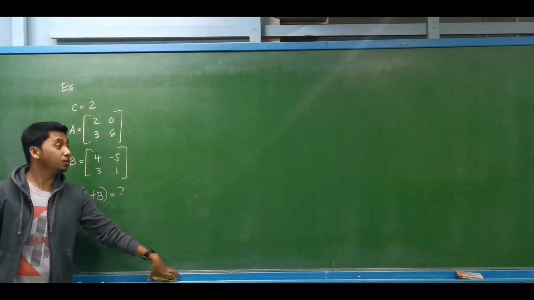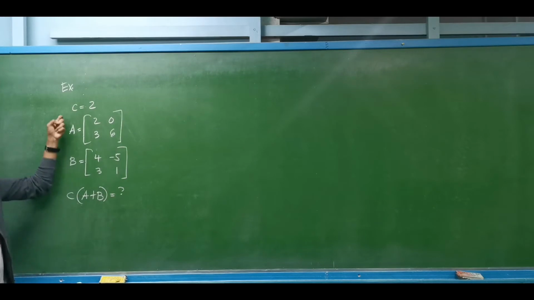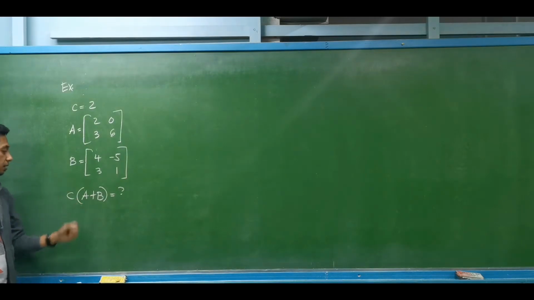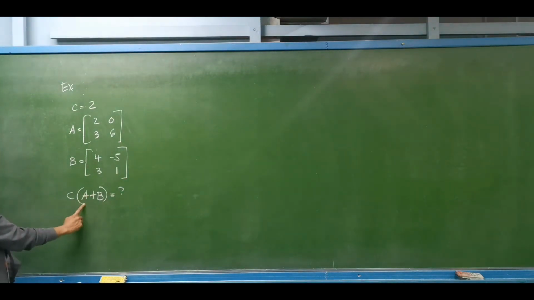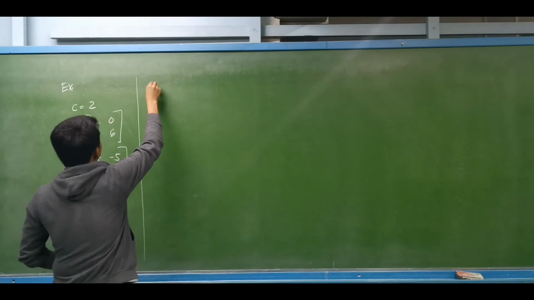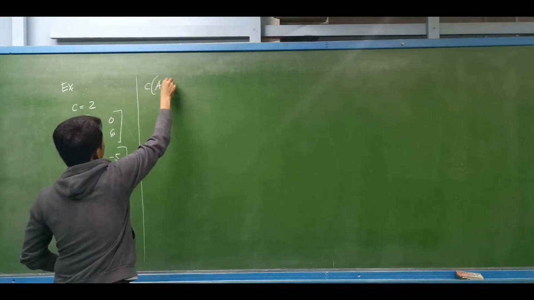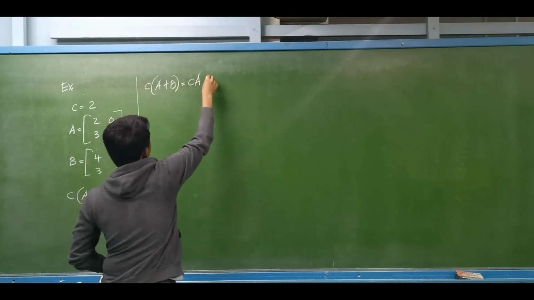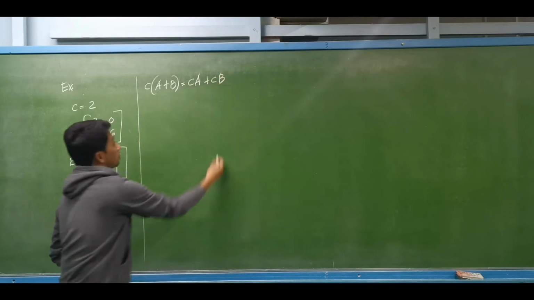So let's have another example. So for example, we have this time a scalar quantity C equal to 2. Matrix A with the elements 2, 0, 3, 6. Matrix B with the elements 4, negative 5, 3, and 1. We are looking for the equivalent of scalar quantity C multiplied by the quantity matrix A plus matrix B. If we are to apply the distributive property, C multiplied by the quantity A plus B is the same as C multiplied by A plus C multiplied by matrix B.